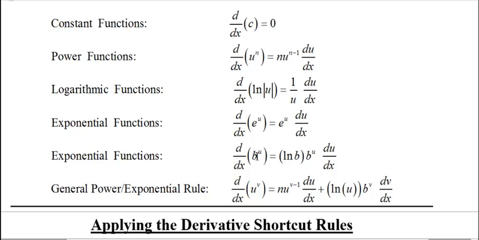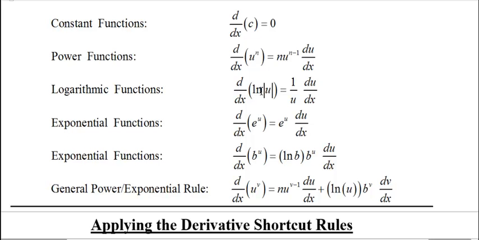An exponential down here, on the other hand, the derivative of b to the u, where b is a constant and u is a variable, is b to the u times the natural log of b, and then times the derivative of that u. Specifically, if the base is e, remember log of e is 1, so this reduces to the derivative of e to the u is e to the u times the derivative of u.